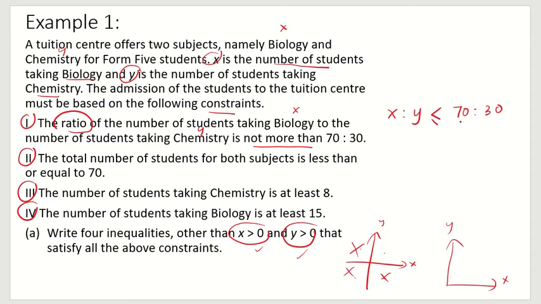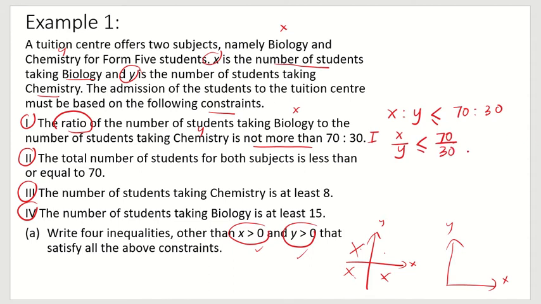Yes. But this is not the correct way to write the inequality, because the inequality cannot be in ratio like this. So you have to change it into what? How are you going to change it? The ratio can change into a fraction. Okay? Fraction. So the first inequality is x over y less than or equal to 70 over 30.